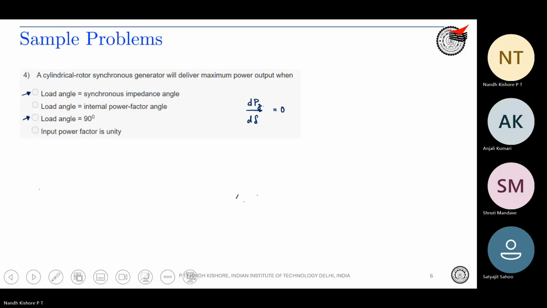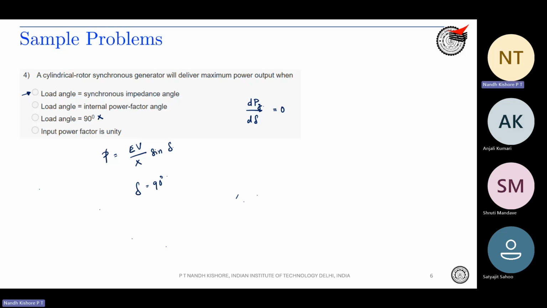Okay. So my point is, people generally think, okay, directly P is equal to, let's say, EV by X sine del, so del is equal to 90 degrees. Do not click this answer and come. That is why I was asking. Make sure that you see the other options.